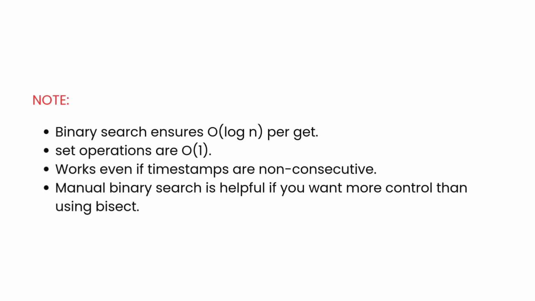Binary search ensures O(log n) per get. Set operations are O(1). This works even if timestamps are non-consecutive. Manual binary search is helpful if you want more control than using bisect. And that's how solution 2 works. It first sets up the dictionary of timestamped values, then uses binary search to efficiently get the most recent valid value. Simple, efficient, and precise.